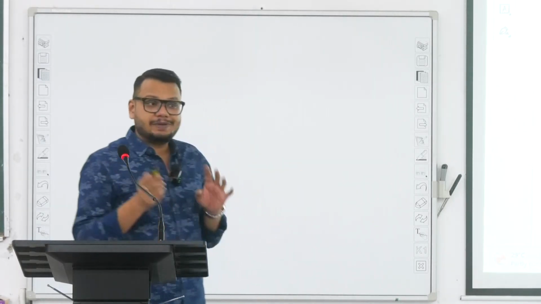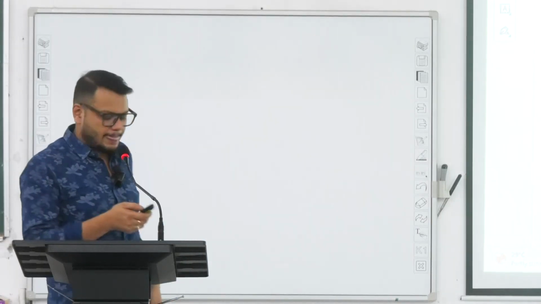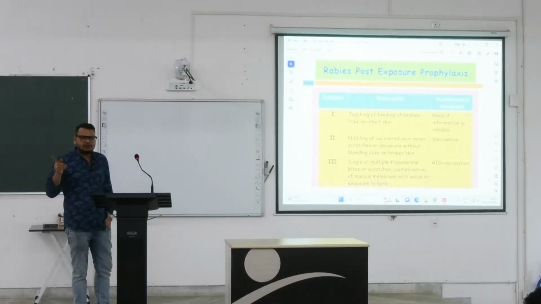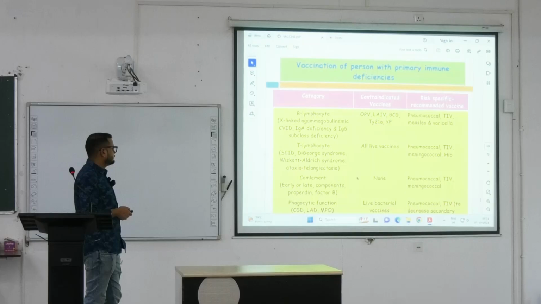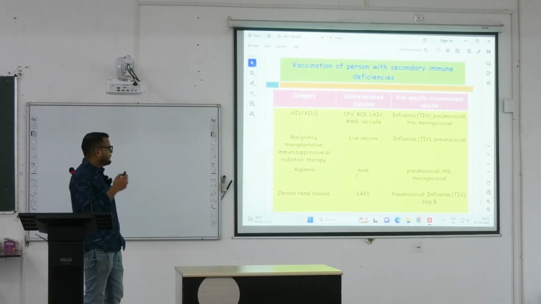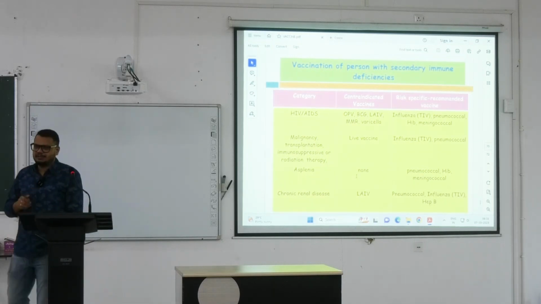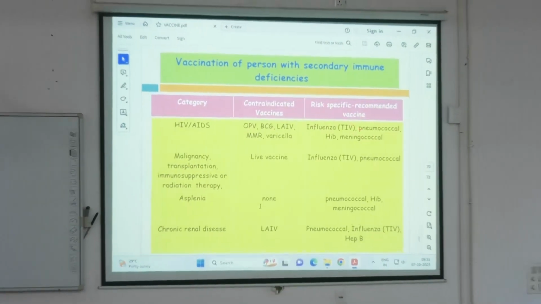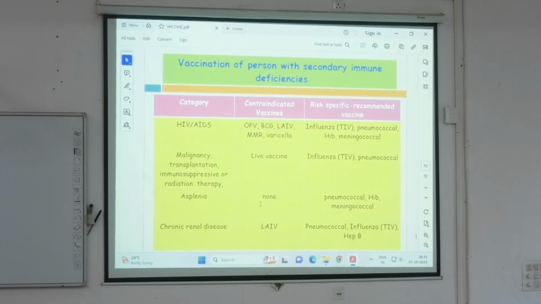So rabies vaccination is very important. You have to stick to the schedule. Okay. 0, 3, 7, 14, 30 or 28. Okay. Very important. HIV patients or immunocompromised patients, what vaccines can you give? One is influenza, one is pneumococcal, one is hepatitis, one is meningococcal. Very important. Okay. Chronic renal disease, which vaccine should you give? Pneumococcal, influenza and hepatitis B.